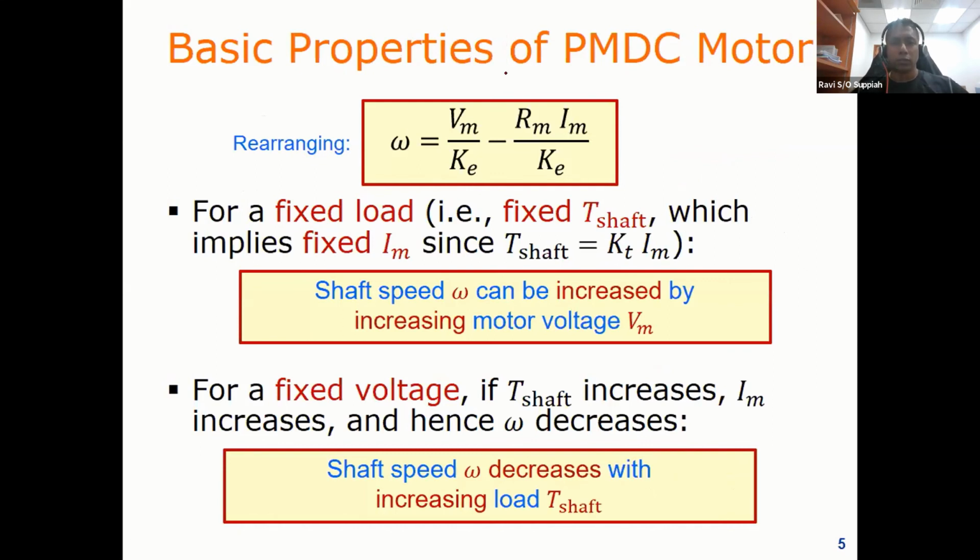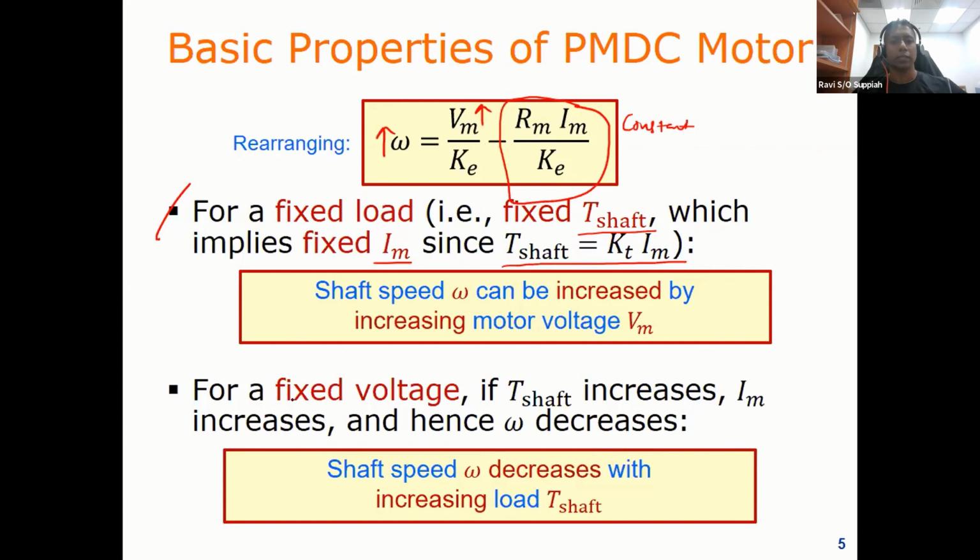With this formula, we saw two things. For a fixed load, it implies two things: your current is fixed, and so the T shaft is fixed, from this formula over here. If my current is fixed, this whole thing becomes a constant. That means if I increase my motor voltage, I will also increase my omega. So that is the first one.